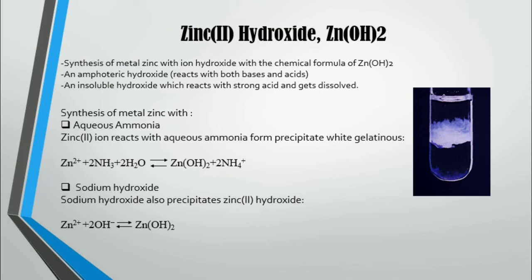Zinc can also be synthesized with two solutions, which are aqueous ammonia and sodium hydroxide. Same as the other metals, when zinc(II) ion reacts with aqueous ammonia, it forms a white gelatinous precipitate. Same when it reacts with sodium hydroxide. The picture shows that a white gelatinous precipitate is formed.